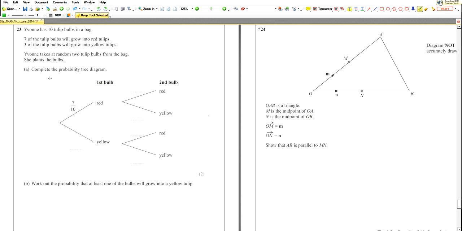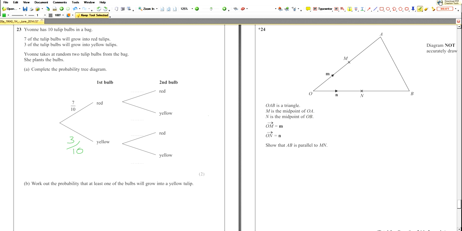Okay, let's start labeling this up. Yvonne has 10 tulip bulbs in the bag. 7 tulip bulbs will grow into red tulips. 3 of them will grow into yellow tulips. So straight away, this will be 3 out of 10, 7 out of 10, 3 out of 10. Yvonne takes a random 2 tulip bulbs from the bag. She plants the bulbs. Complete the probability tree diagram.